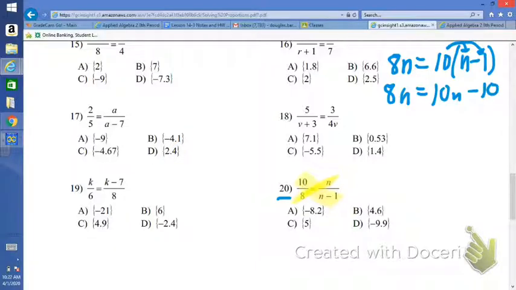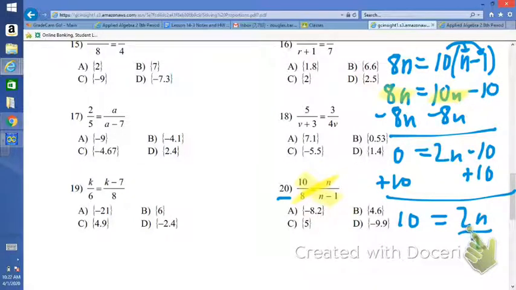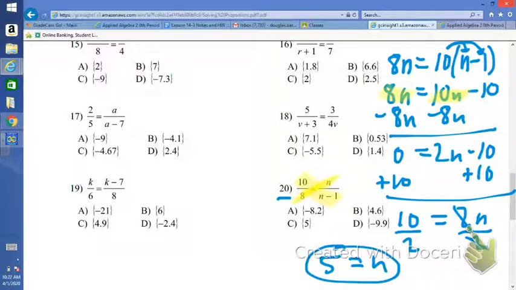Alright, and now what I want to do is, so we have the variables. We have an 8n on this side, a 10n on this side. So we're going to subtract the smaller number of n's. So that's 8n. So we're going to move the 8n to the other side to keep the variable positive. All right, and now we have to move the 10 over to this side. So we have 10 equals 2n. Divide by 2. So 10 over 2 is 5. The 2's cancel, so n equals 5. And so for number 20, the correct answer is C.